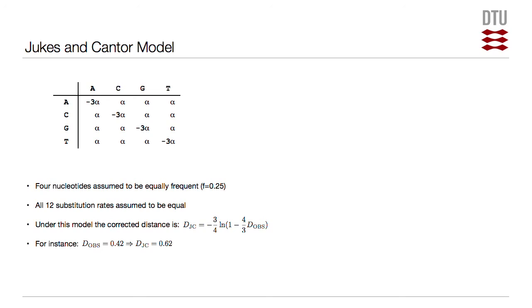For instance, in this particular case, if you plug in the distance 0.42, then you get out the real distance 0.64. Note that now I'm no longer using absolute distances. I'm not counting the number of mutations. These are relative distances. The relative distance is just the absolute distance divided by the length of the alignment. So a relative distance of 0.42 means that 42% of the positions in the sequence have changed.